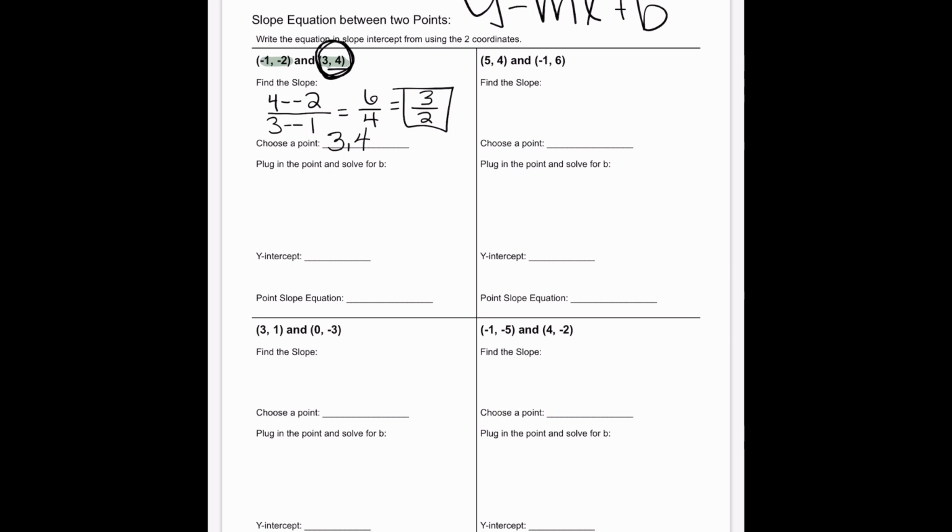Then I'm going to plug everything back into the equation y = mx + b. Now my y is 4, because this is x and this is y. So I have 4 = m, which is my slope, 3 over 2, times x, which is 3, plus b, and we don't know what b is. Then I have to solve. So 3 over 2 times 3 is 9 over 2. And then we do minus 9 over 2 to the other side.